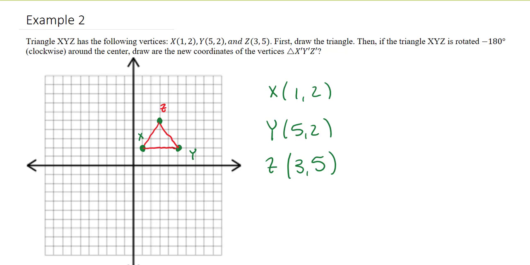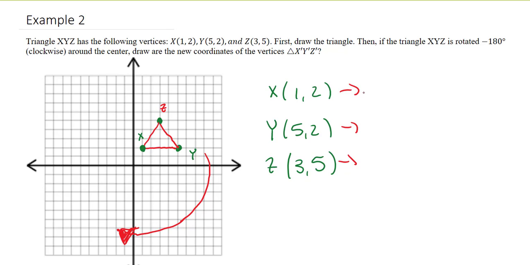Let's just complete the triangle. Now, notice when we rotate 180 degrees, it really doesn't matter if we rotate positive or negative, because 180 degrees either way will get us to the same location. So this is kind of nice. But if we were to go clockwise, we're going to be rotating this way, once again into the third quadrant. So we're going back into that quadrant, but we're going that way. So let's go ahead and get our coordinates for this new triangle.